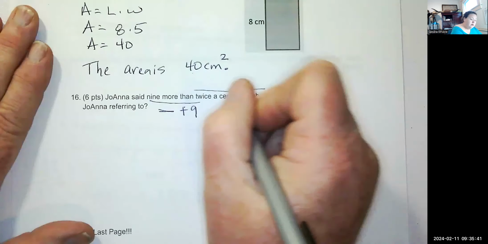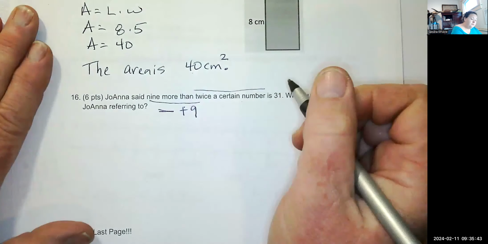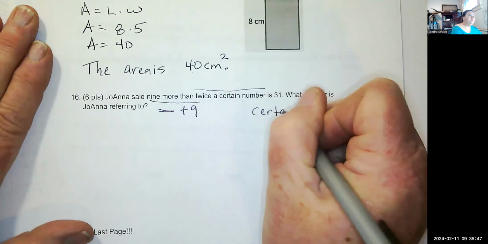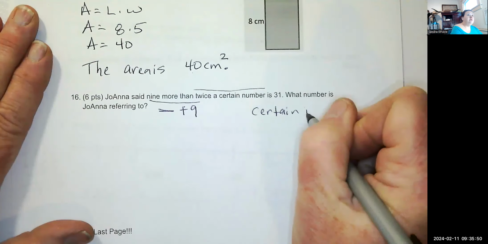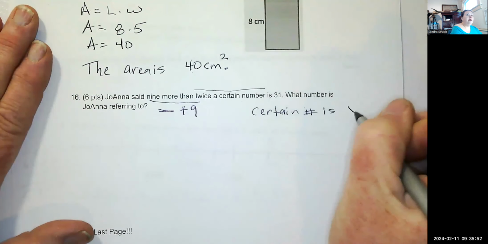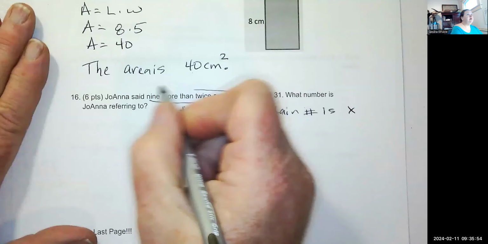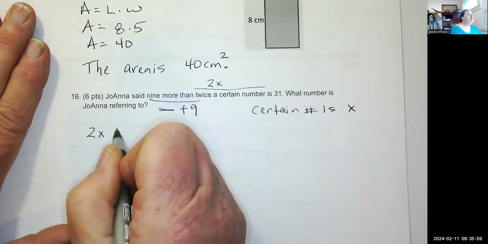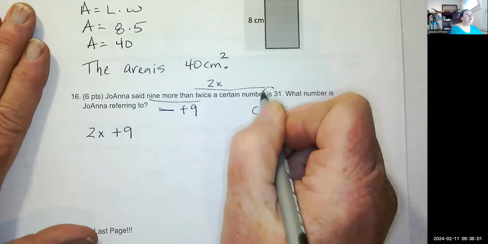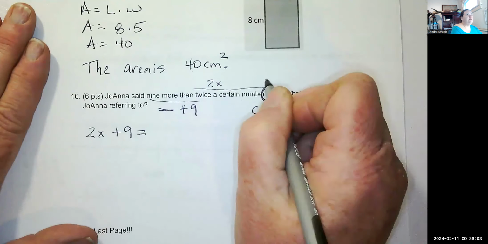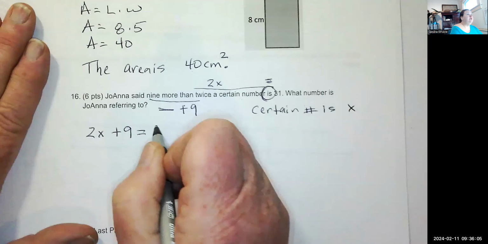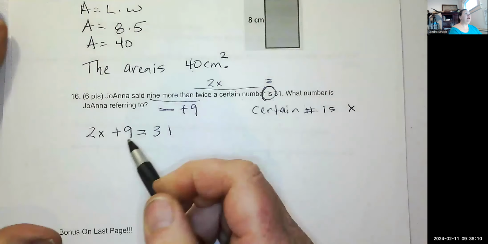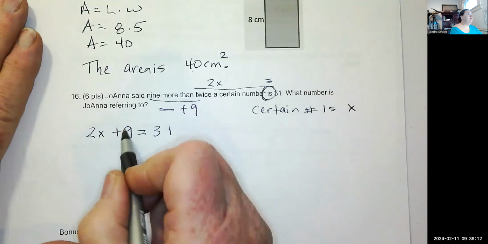Okay, twice a certain number. Well, twice, we need to have a vocabulary here. This certain number, we're going to call it x. So that's 2 times x. So 2 times x plus 9, and "is" always means equals 31. So there is my equation. Now I just need to solve for x.